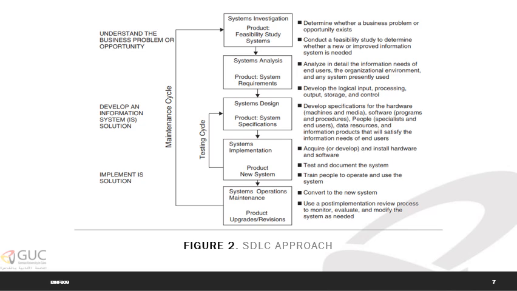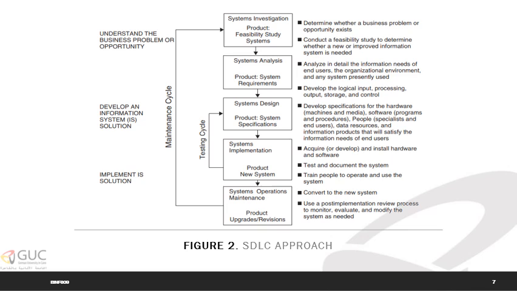This figure provides a summary of the traditional SDLC methodology. The system development life cycle process begins when someone in the organization identifies a need, a business problem, or an opportunity. Then, a feasibility study is conducted to identify whether the new or improved information system is needed. The output of the system investigation phase is the feasibility study of the system.